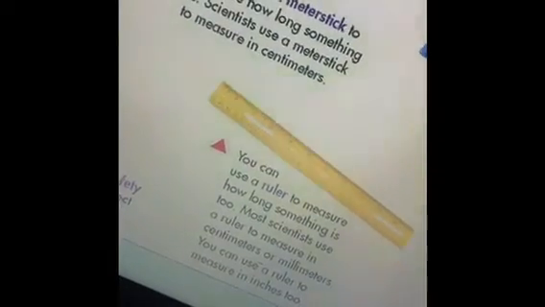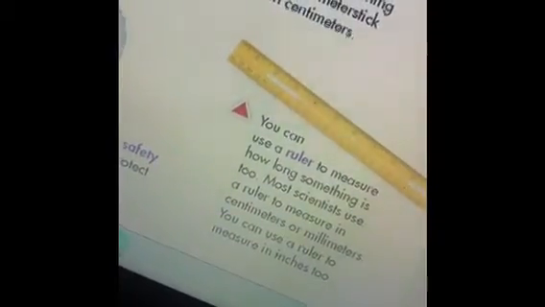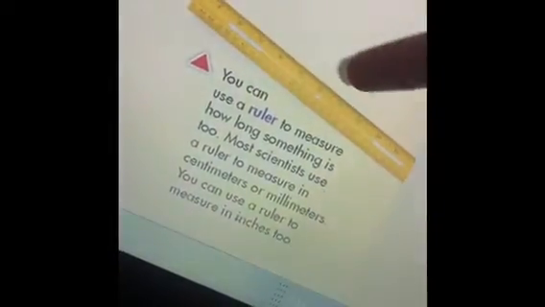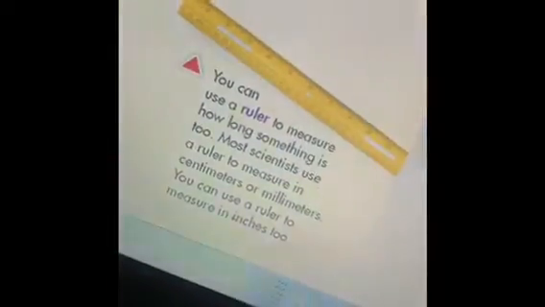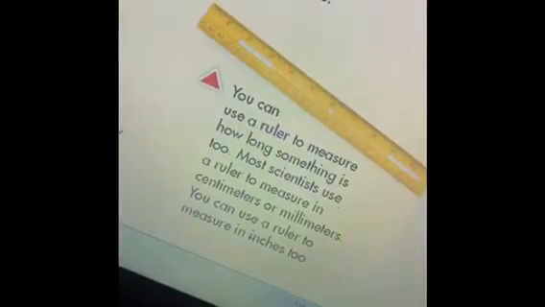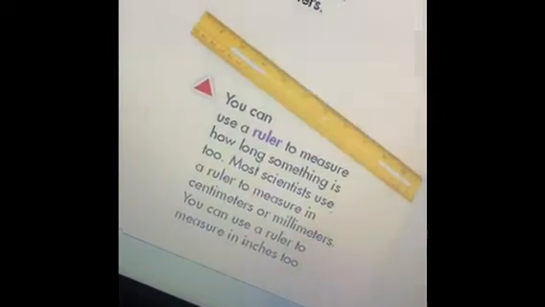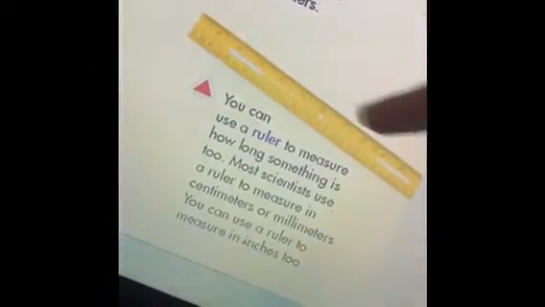It has two units: centimeters on one side, and on the other side we have the inches unit. So we can measure the size of small things like a book by using a ruler in two different units, centimeters and inches. On the upper side is the inches unit.